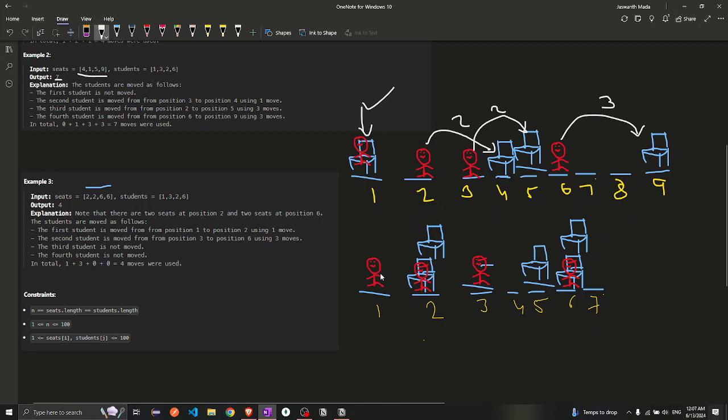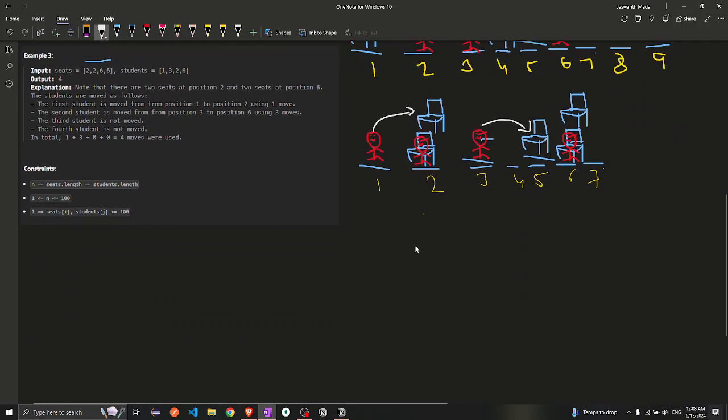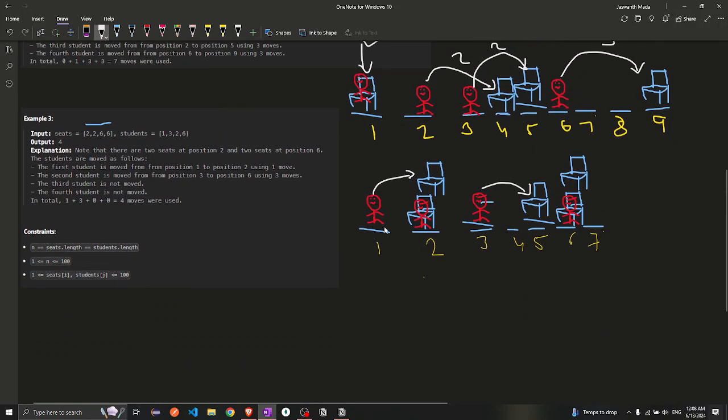So right now we are having 4 students, and if you observe carefully, there are already 2 students who are already in the seat, right? So there is no point in moving them. So for this, the first student I'll move him to this seat, and this third student I'll move him to fifth seat. So basically what I'm doing is, if you observe carefully, I'm just sorting, right?